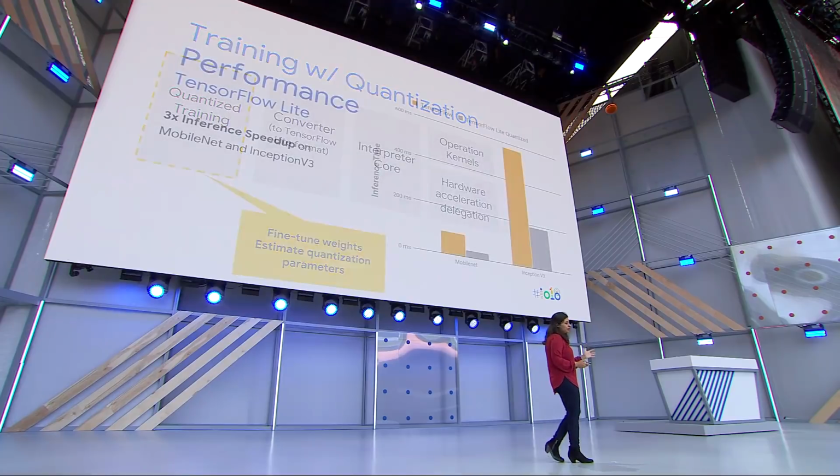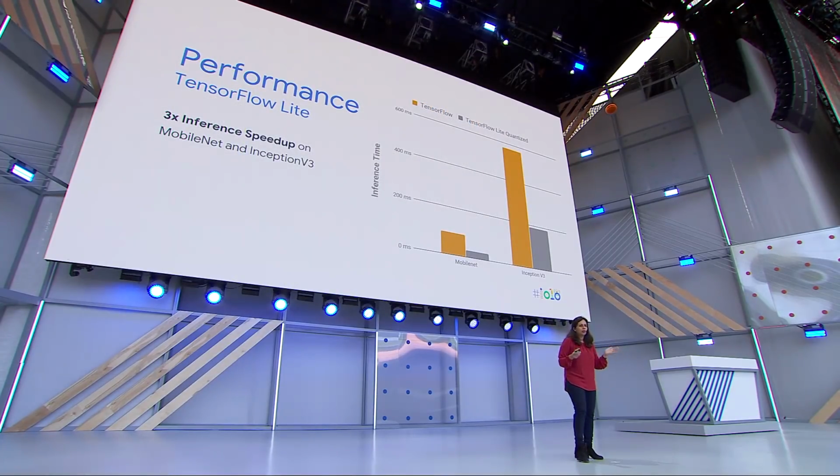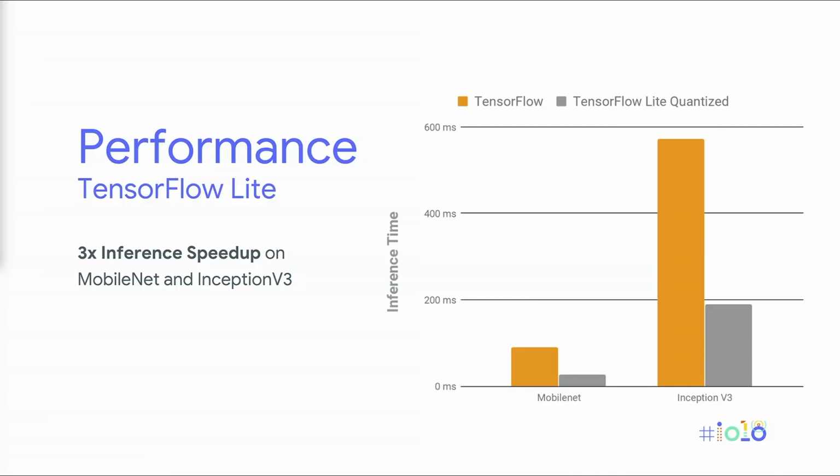OK, so I talked about a bunch of performance optimizations. Now let's talk about what it translates to in terms of numbers. We benchmarked two models, MobileNet and Inception v3, on the Pixel 2. As you can see here, we are getting speedups of more than 3 times when we compare quantized models running on TensorFlow Lite versus floating point models running on TensorFlow. I'll point out here that these numbers do not include any hardware acceleration. We've done some initial benchmarking with hardware acceleration, and we see additional speedups of 3 to 4 times with that, which is really promising and exciting. So stay tuned in the next few months to hear more on that.